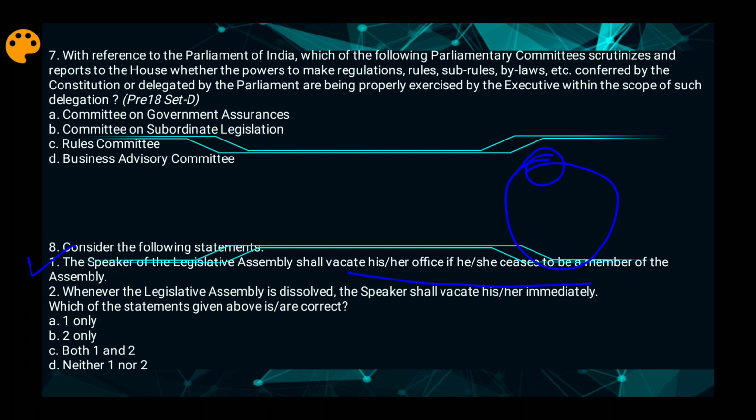Next statement. So the first statement is correct, he shall vacate. Second statement: whenever the legislative assembly is dissolved, the Speaker shall vacate his office immediately. This is absolutely wrong. He will not immediately vacate his office. He has to resign from his post, or he will continue in his post until his successor joins the seat. So option A is the right answer in this question.